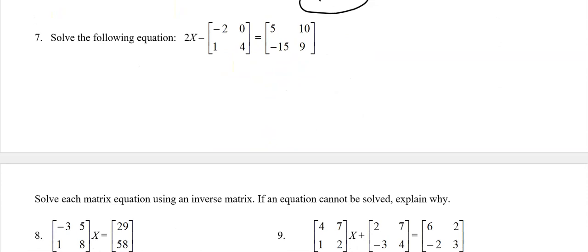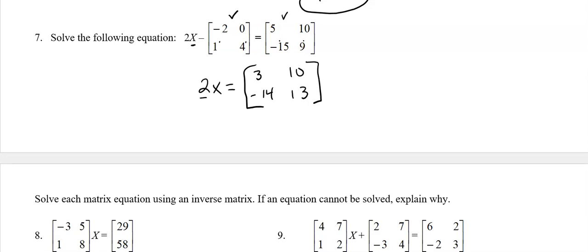Number 7 is solving for a matrix, this matrix called X. So first I need to undo subtraction with addition. So I'm going to be adding this left matrix to the right matrix. So just match up the elements. 5 plus negative 2 is 3. 10 plus 0 is 10. Negative 15 plus 1 is negative 14. And 9 plus 4 is 13. All right, so we've taken care of step 1.